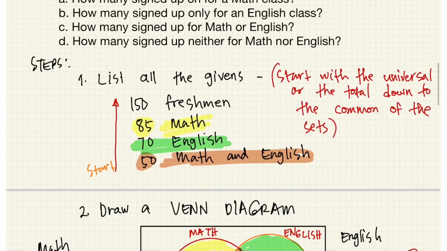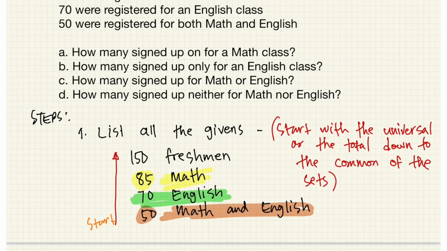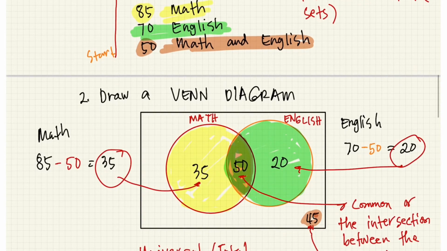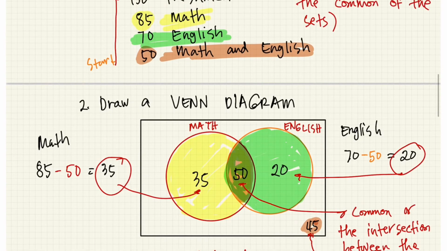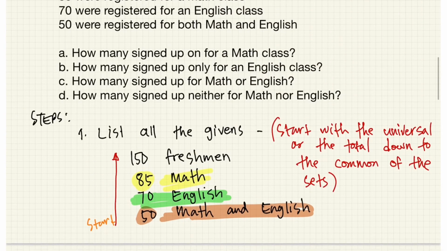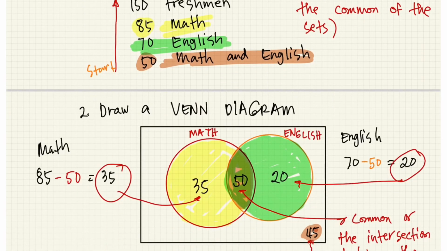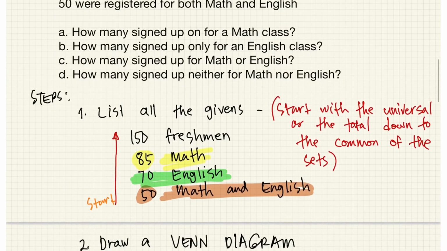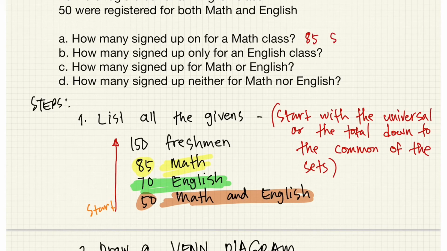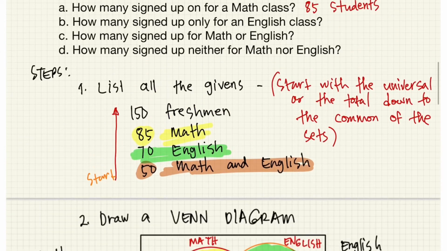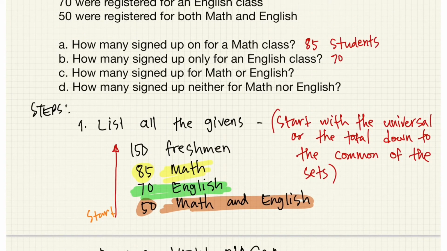Now let's go back to the problem that we have, and we try to answer the questions. How many signed up for a math class? The answer would be 85. Yes, because of 35 plus 50, because that's the circled format. So you have here 85 students. Next, how many signed up for an English class? So we have here equal to 70 students.